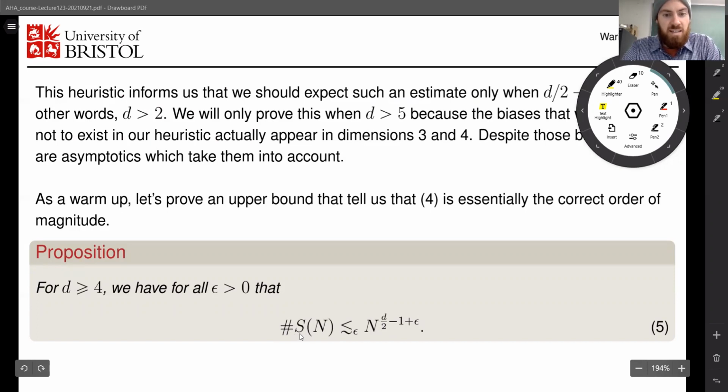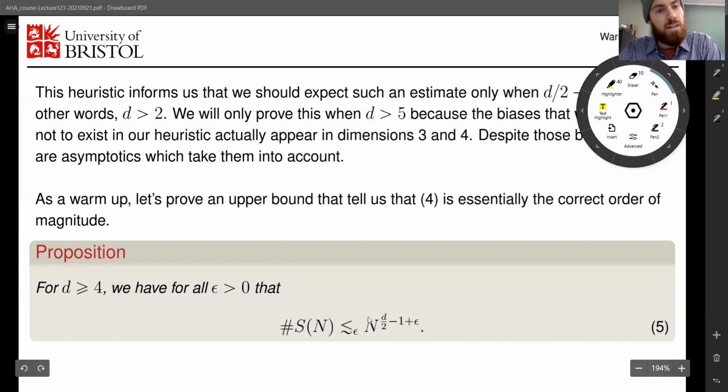So this right here, S of n, is the number of integer points on a sphere of radius square root of n, centered at the origin, and the number is just counting, right? It's the cardinality of that set. So we found out in 4 or more dimensions that we have an upper bound of this shape, right? So it scales like n to the d over 2 minus 1 instead of n to the d over 2 minus a half, right? So square root of n is the radius.